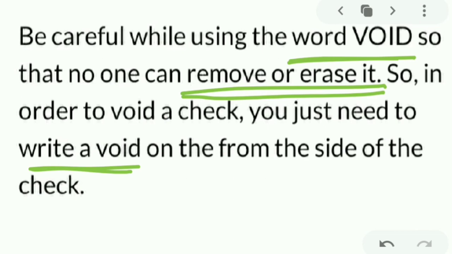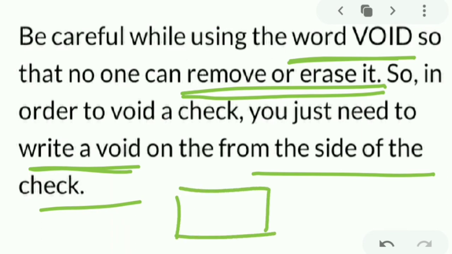So how can you make a check void? By simply writing the word void on it from one side of the check to the other. Suppose this is a check, you can write the word void like this by taking the entire space of the check.